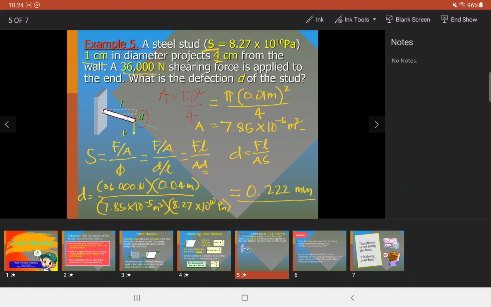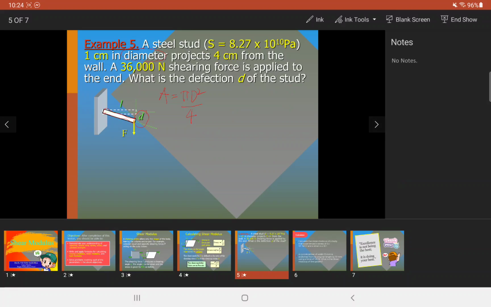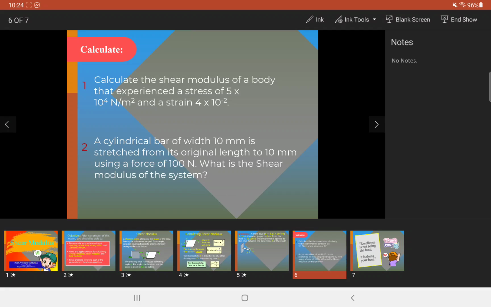Right, so for today's quiz, let us try solving this one. Okay, so let us try solving number 1. Calculate the shear modulus of a body that experienced a stress of 5 times 10 raised to 4 Newton per square meter and a strain of 4 times 10 raised to 2. Okay, so as you can see, strain has no unit. Okay, and for number 2, a cylindrical bar of width 10 millimeter is stretched from its original length to 10 millimeter using a force of 100 Newton. What is the shear modulus of the system?